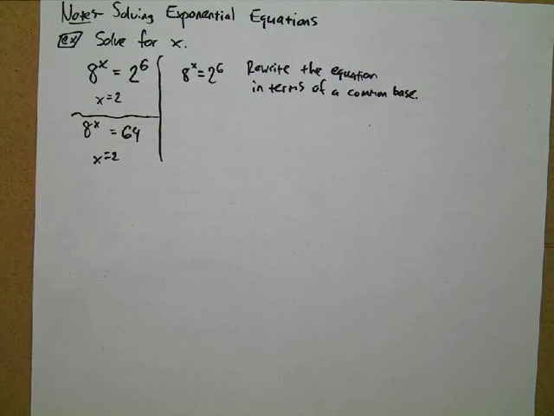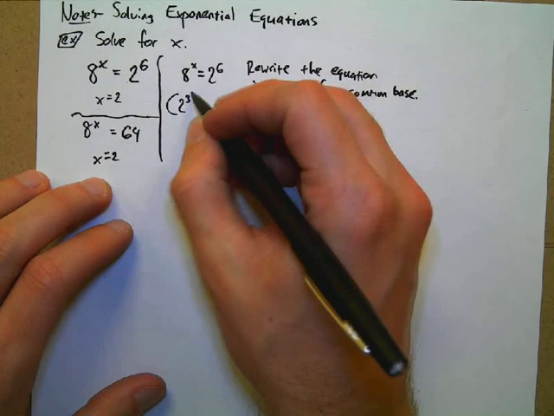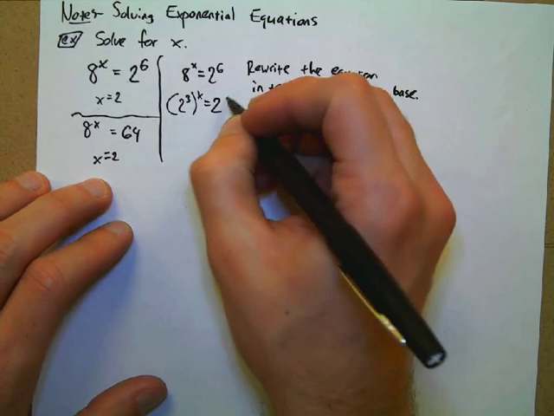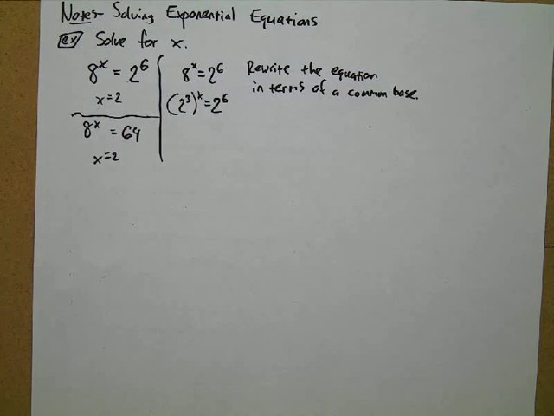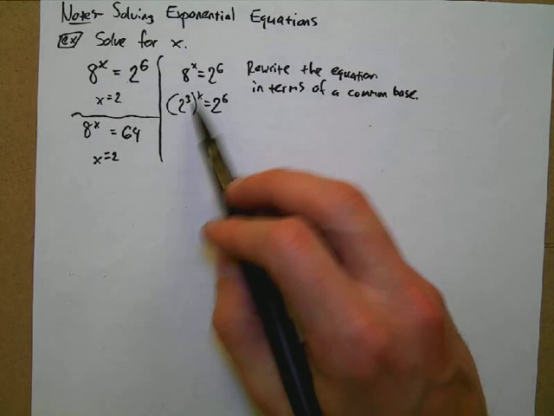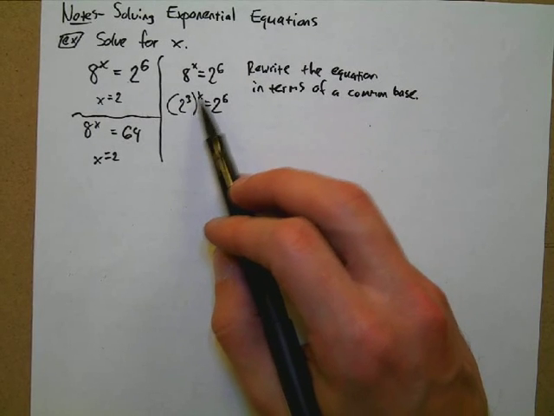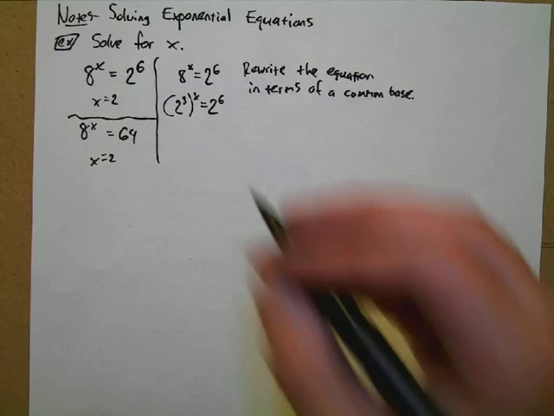2, right? 8 is just 2 to the 3rd. So instead of saying 8 to the x, we'll say 2 to the 3rd to the x equals 2 to the 6th. But then a power raised to a power, 2 to the 3rd to the x, what can we do to simplify those exponents? Multiply. So 2 to the 3x equals 2 to the 6th.